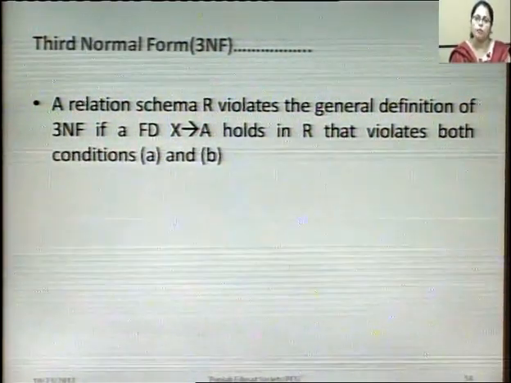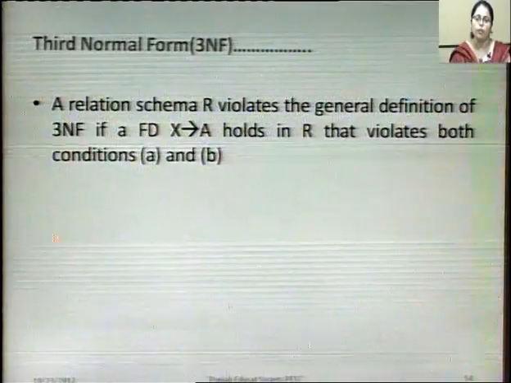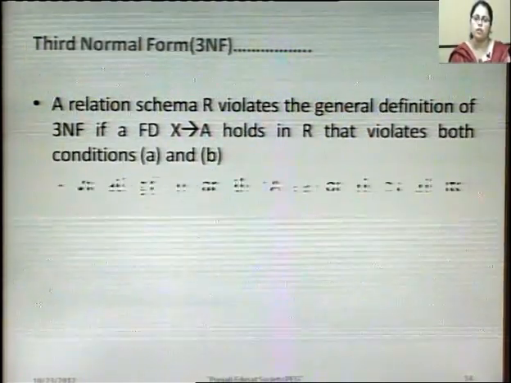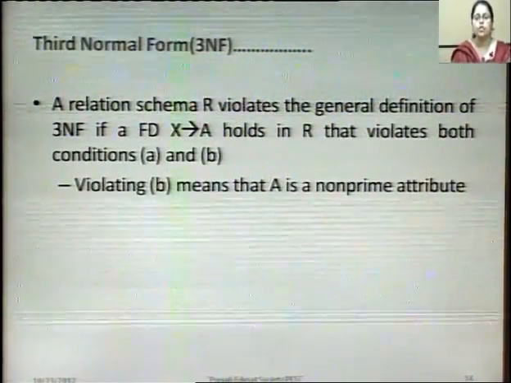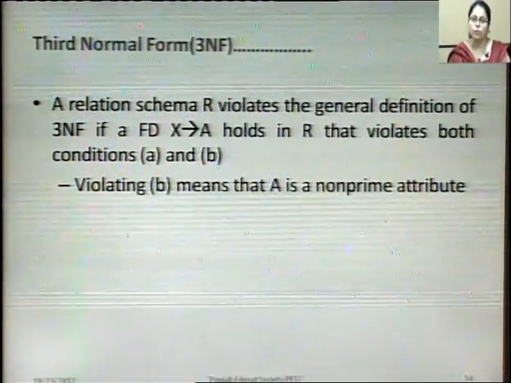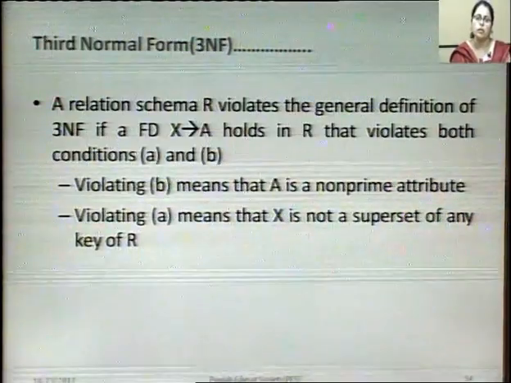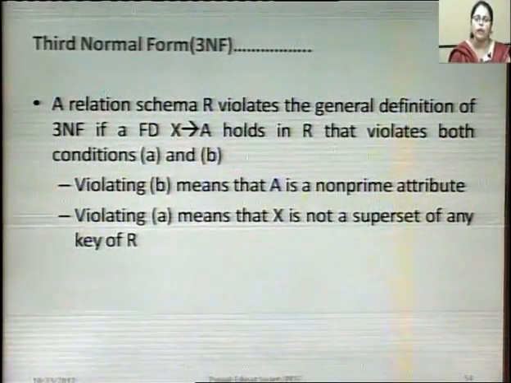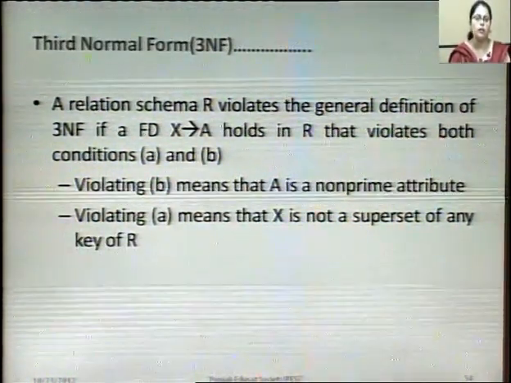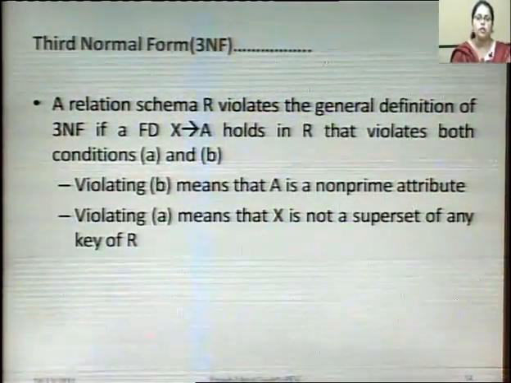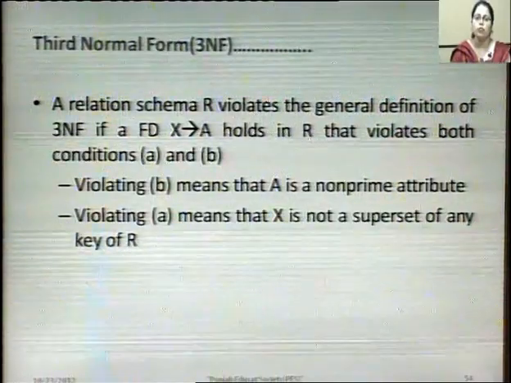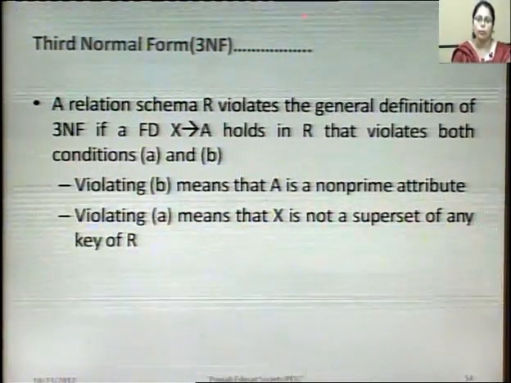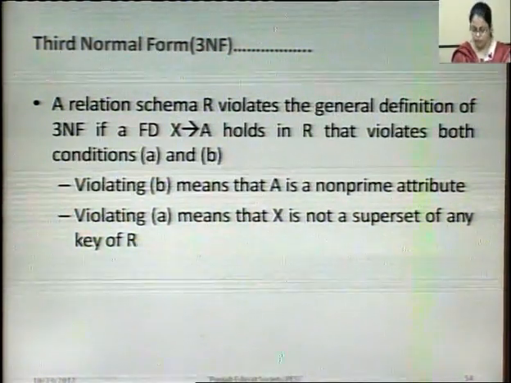A relation schema R violates the general definition of third normal form if the functional dependency X arrow A holds in R and violates both the conditions A and B. That means violating condition B means A is a non-prime attribute, and violating condition A means that X is not a superkey of R. Therefore, a relation violating the general definition of third normal form will contain a functional dependency which violates both conditions A and B. That means A will not be a prime attribute and X will not be a superkey of R.